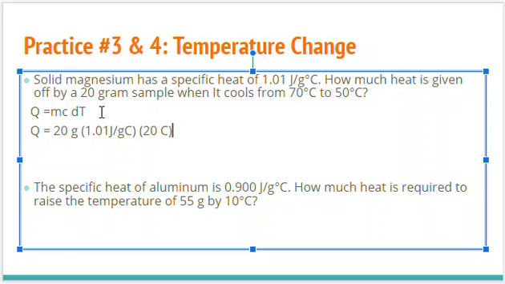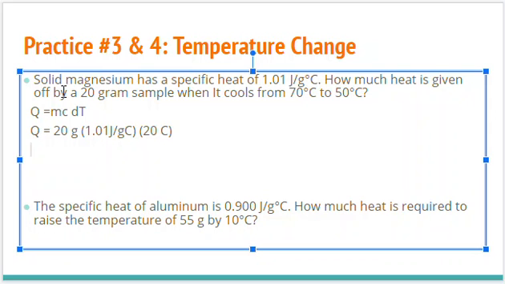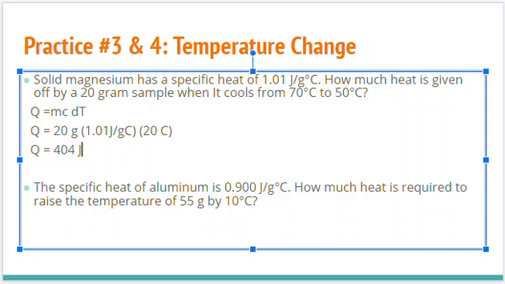Final temperature is 50 minus 70. Again, that's technically negative 20, but we're being asked how much heat is given off, so really we're just looking at the absolute value of energy. So grams and degrees Celsius will cancel, and joules will end up being our unit. 20 times 1.01 times 20 ends up being 404. And so all of these are really just Algebra 1 skills, a matter of plugging in numbers when you can.